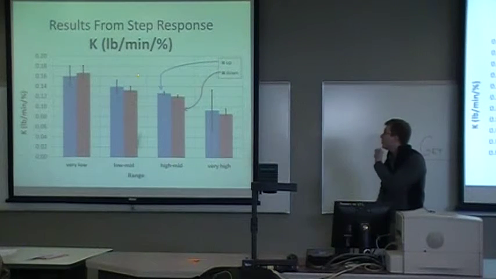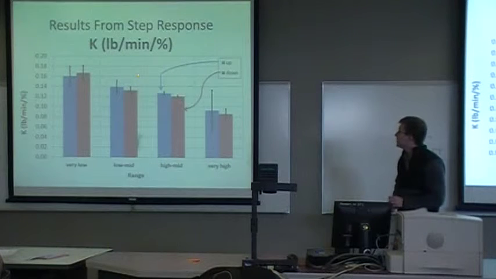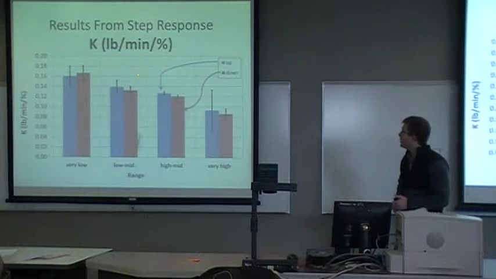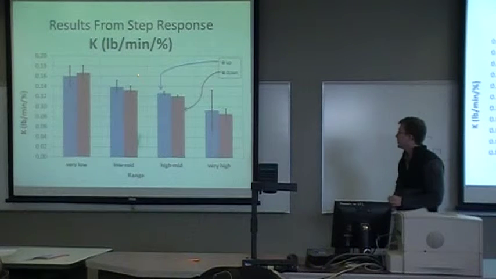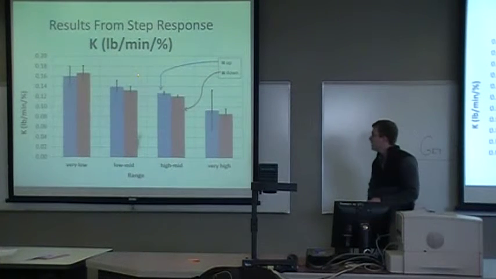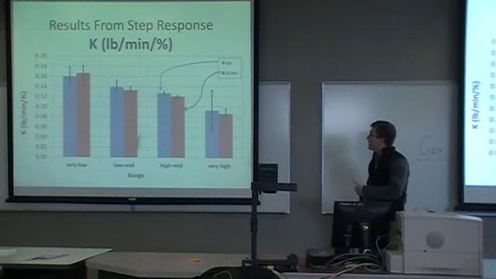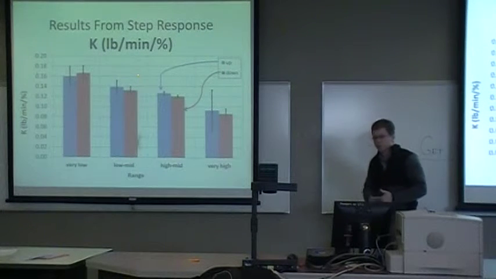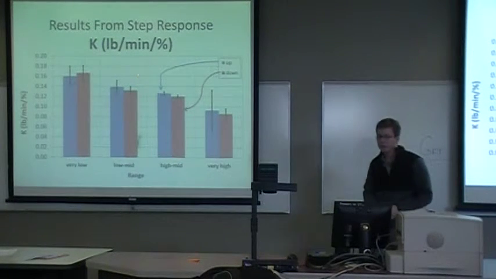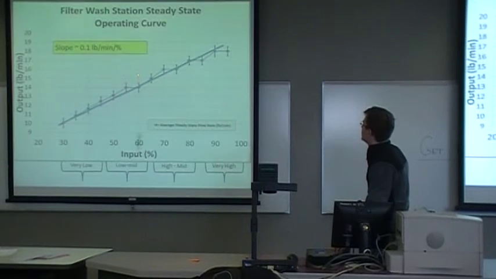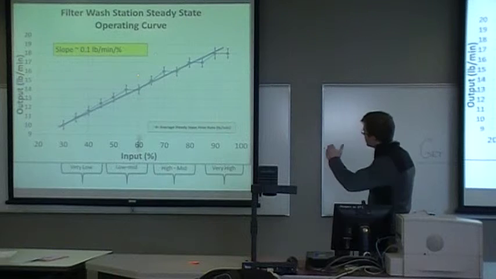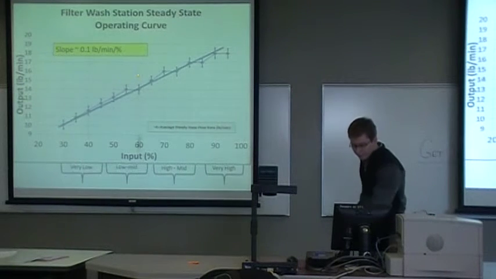Results from the step response. The blue bars are the gain if we went up, and the red ones are the gain if we went down, and we have uncertainty bars on this graph. And you can see that the gain actually decreases as we go up the range, and that corresponds fairly well to what happens on the steady state operating curve, where the slope kind of goes down.